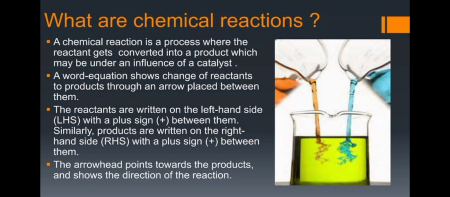The reactants are written on the left-hand side, LHS, with a plus sign between them. Similarly, products are written on the right-hand side, RHS, with a plus sign between them. The arrowhead points towards the products and shows the direction of the reaction.